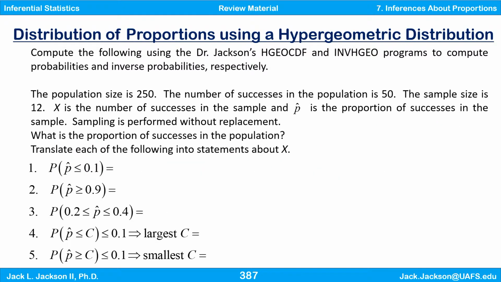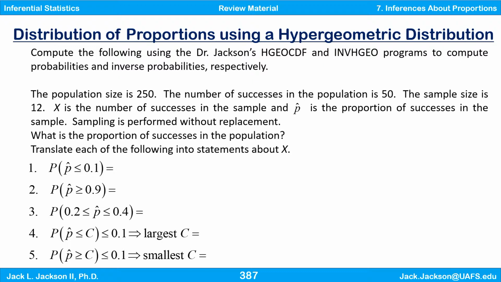Okay, let's do the same thing for a hypergeometric distribution. This time we'll be using my HGO CDF for probabilities and inverse HGO for inverse probabilities. The population size is 250. The number of successes in the population is 50. Sample size is 12. X is the number of successes in the sample, and p hat is the proportion of successes in the sample. Sampling is performed this time without replacement.